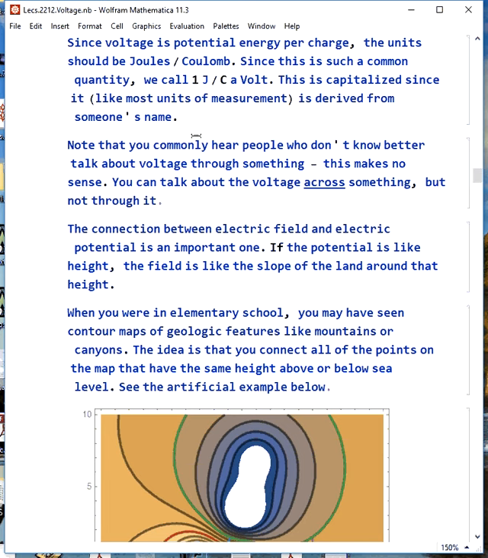Now, sometimes you'll hear people who don't know any better talk about voltage going through something. This doesn't make any sense. You have to talk about the voltage across things, not through things. So if someone gets electrocuted, you don't say 50,000 volts went through them, any more than if they fell off a cliff, you wouldn't say 200 meters went through them.